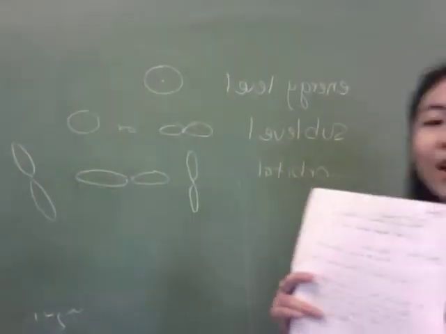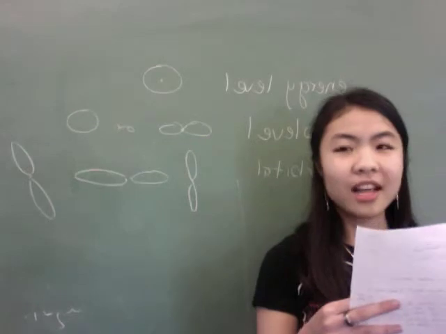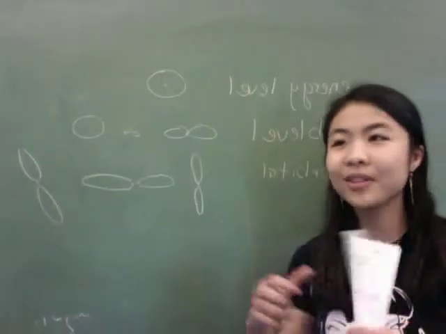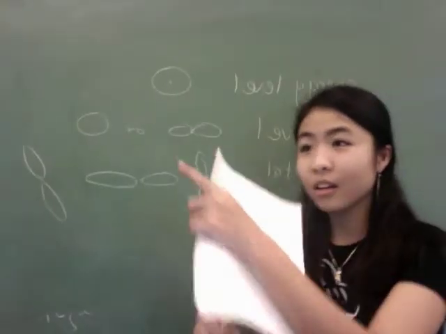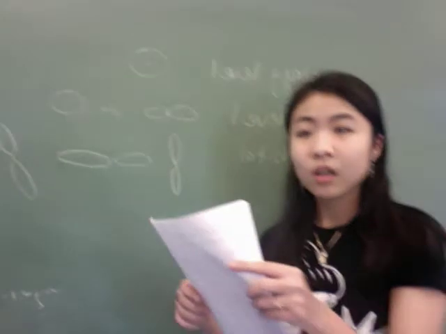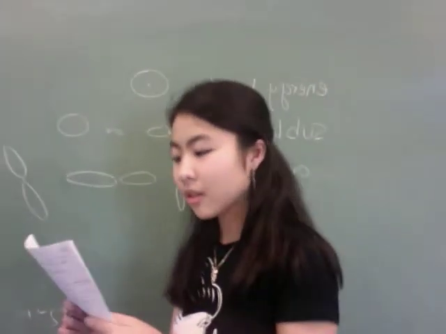So we remember that an s orbital is like a circle, and the p orbital is like the figure 8. Circle 8. Circle what? Circle 8. It's not figure 8? Is it figure 8? Yeah, something like that. Keep going.